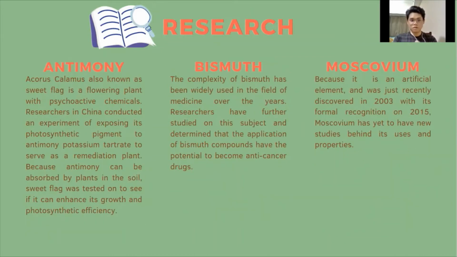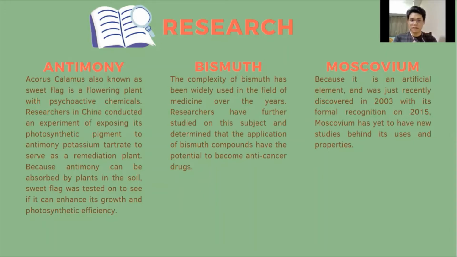Acorus calamus, also known as sweet flag, is a flowering plant with psychoactive chemicals. Researchers in China conducted an experiment of exposing its photosynthetic pigment to antimony potassium tartrate to serve as a remediation plant. Because antimony can be absorbed by plants in the soil, sweet flag was tested to see if it can enhance its growth and photosynthetic efficiency.